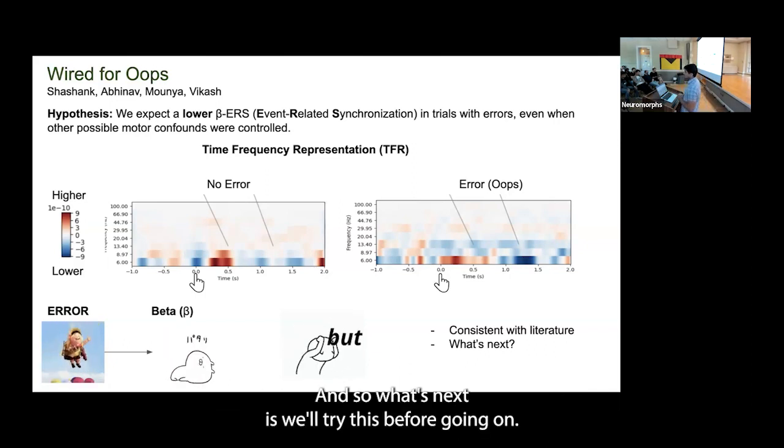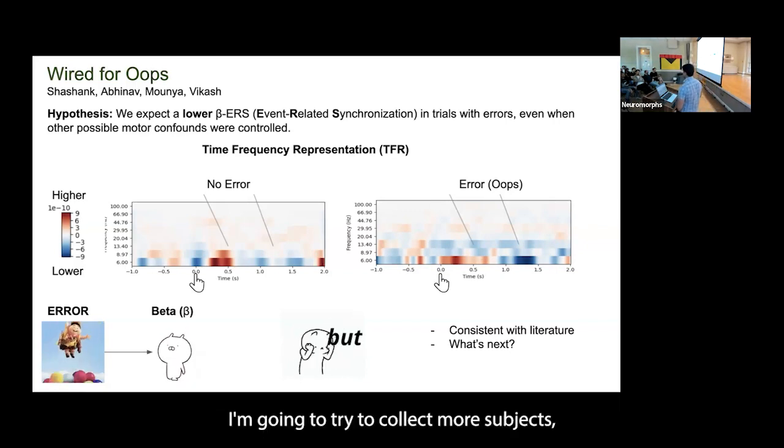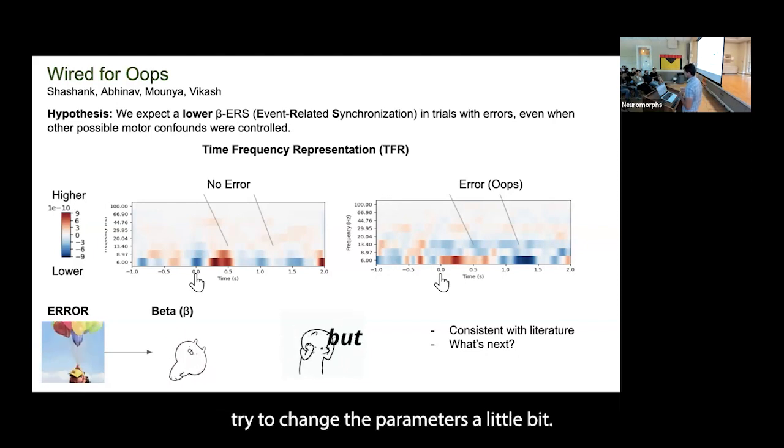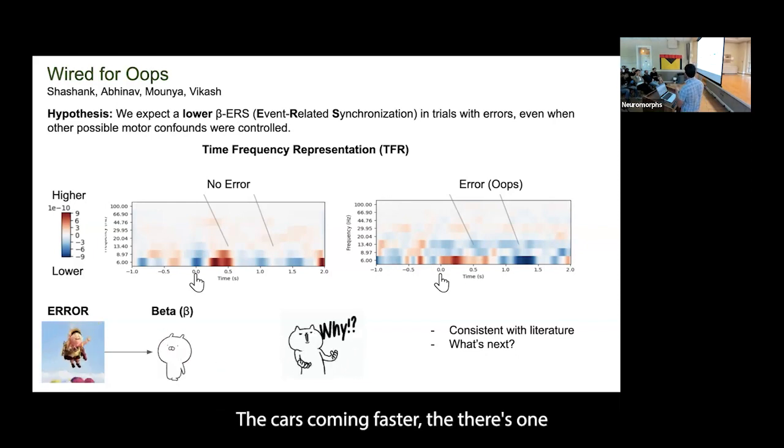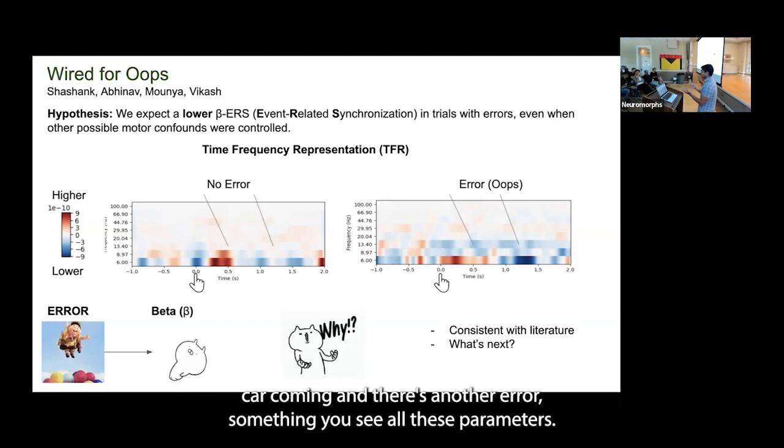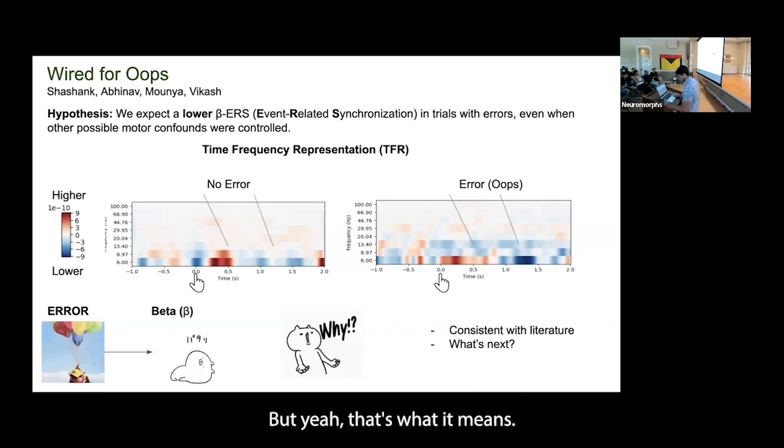What's next is, this was only on 1 subject. I'm going to try to collect more subjects, try to change the parameters a little bit. The car is coming faster. There's 1 car coming and there's another error simultaneously, all these parameters. But yeah, that's about it.